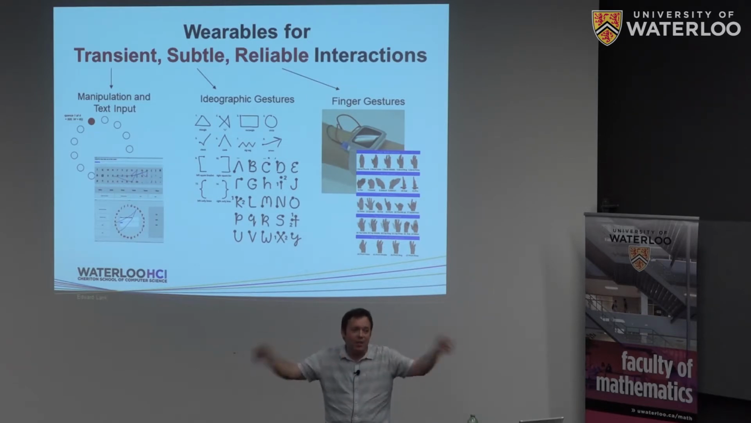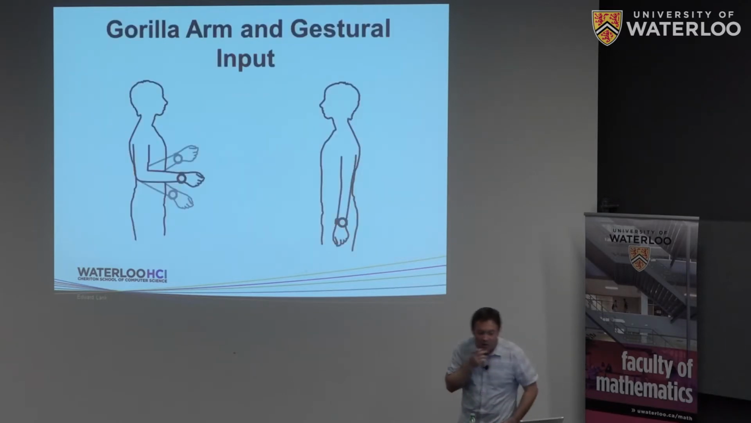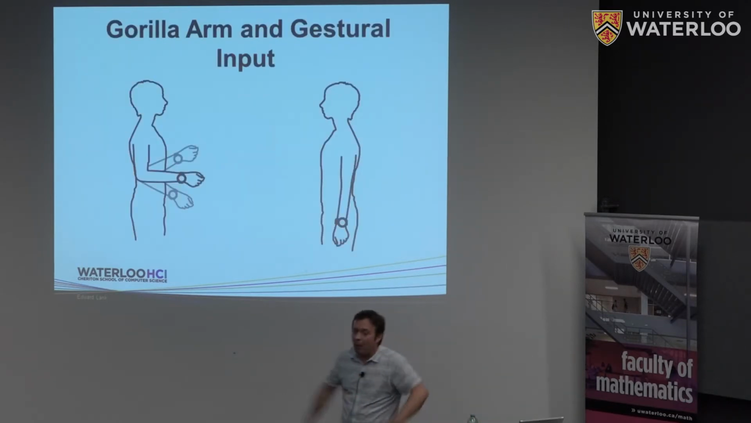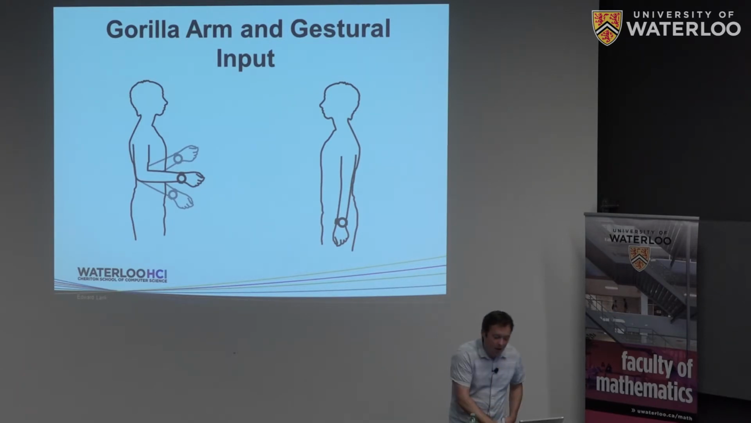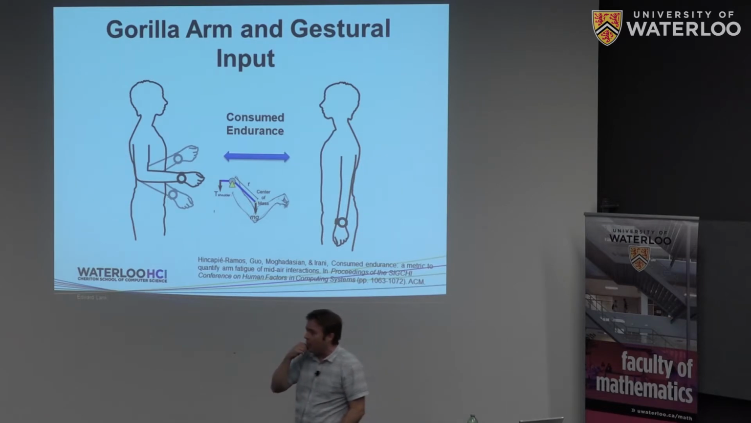And if you don't believe that this is tiring, I invite you to hold your hands out, preferably in front of you so you don't hit anyone, for the rest of my talk, and you'll be tired. This is actually a phenomenon that we're familiar with in computer science. It's called gorilla arm. And people have actually characterized the cost of interactions with freehand input.